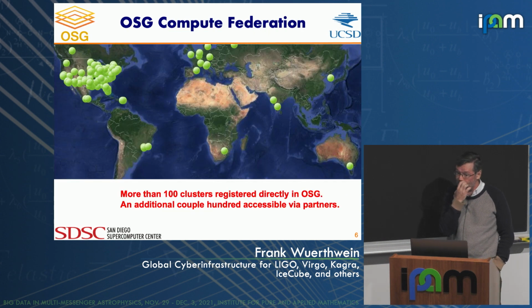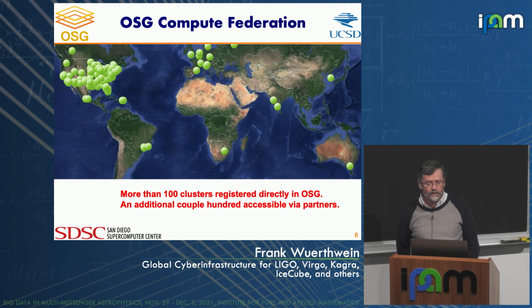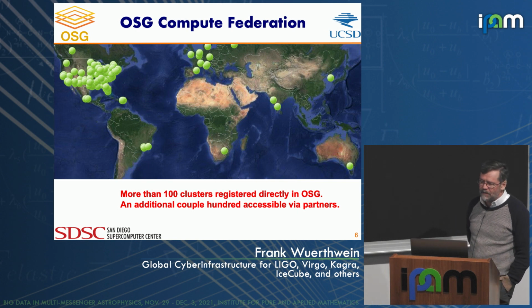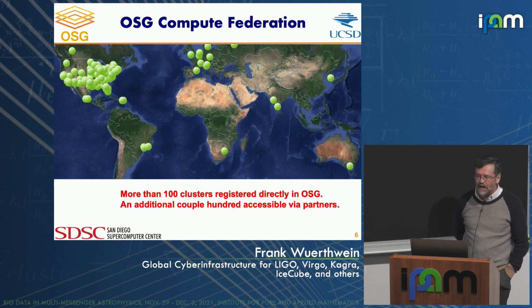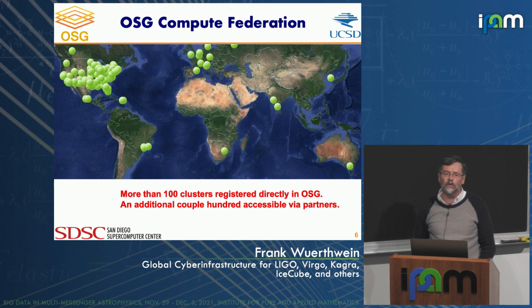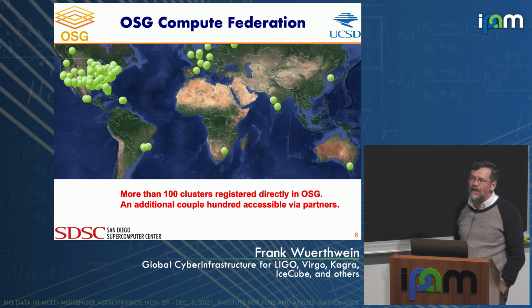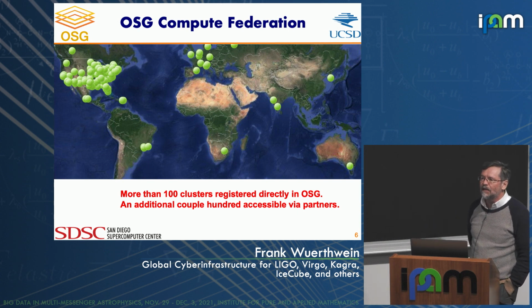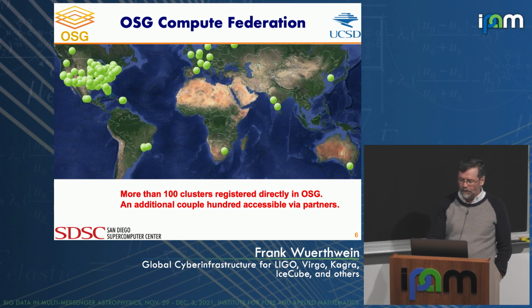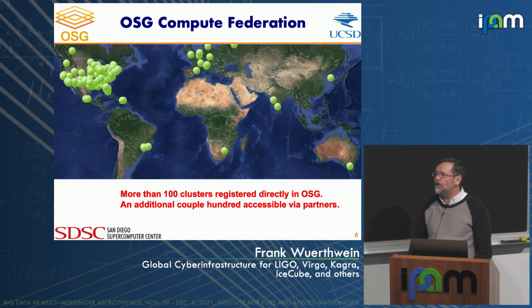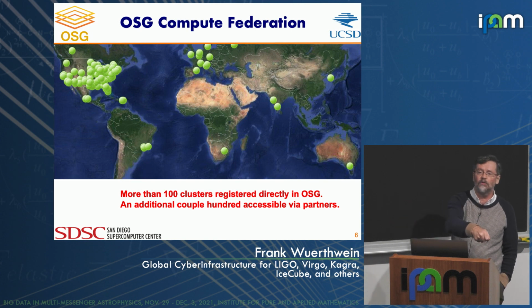So now this here is a picture, obviously, of the Earth, a map of the Earth. And the green points are compute clusters worldwide. I believe that there's 136 dots on this picture. And so there is more than 100 clusters worldwide registered directly with OSG. In addition, there's another couple hundred, maybe even 300, that OSG federates with via other partners. And so in totality, you can reach from an access point, meaning from a login, an account that we can give you, you can reach in the neighborhood of a few hundred clusters worldwide.